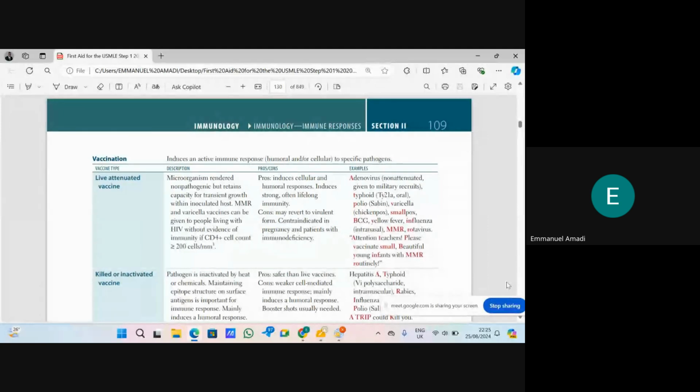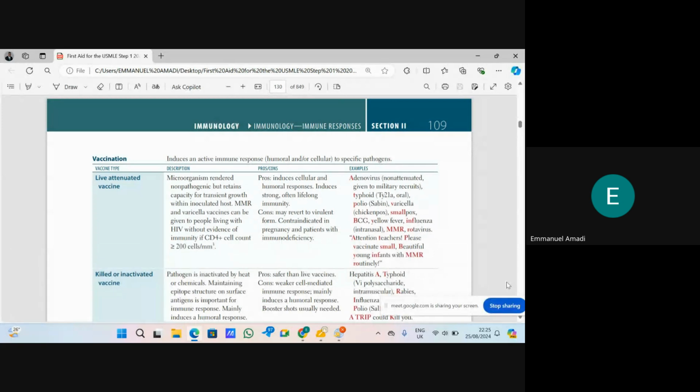Now, if that is understood, the final thing is this: you have to know the names of these live attenuated vaccines. For example, you can get a clinical vignette of a pregnant woman that came to the hospital, and they ask you which of the following vaccines should be given to this patient. In your answer choices, you're seeing 4 that are live attenuated, and 1 that is killed. The only way you can pick out the right answer is if you can marry the name and say, oh, varicella is a live attenuated vaccine. Adenovirus is a live attenuated vaccine.